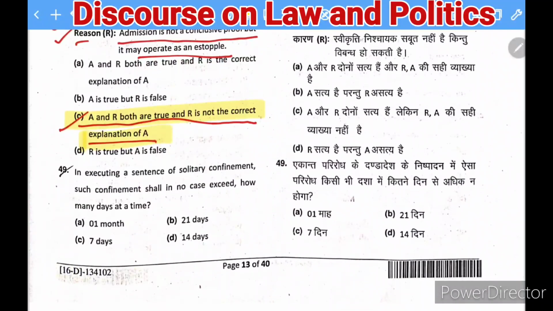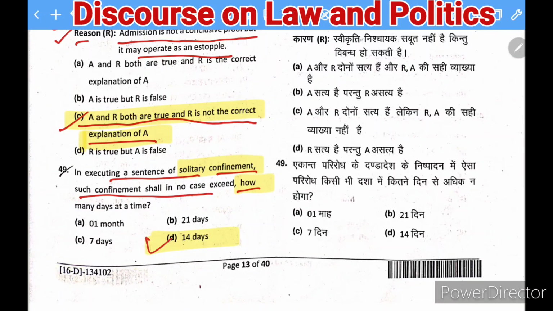Okay, now the next question. In executing a sentence of solitary confinement, such confinement shall in no case exceed how many days at a time? So when you are having a solitary confinement, it should not exceed a certain number of days at a time. The options which are given here: 1 month, 21 days, 7 days, and 14 days. You all know that the right answer of this question is 14 days. Okay, so this is the right answer.